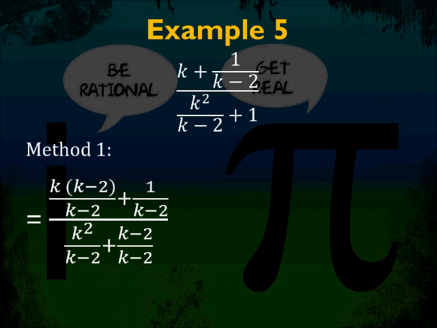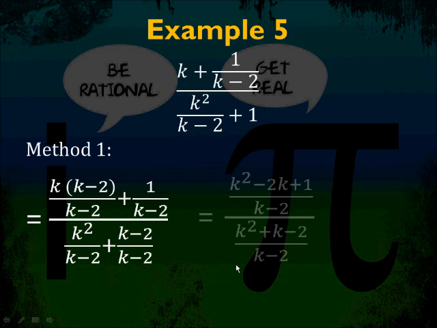Alright, we have method 1, which requires you to put everything in the denominator of k minus 2 on both the top and the bottom. So the k becomes k times k minus 2 over k minus 2. This is 1 plus 1 over k minus 2. And the bottom, I took that 1 and multiplied the top and bottom by k minus 2. And now I just combine everything.